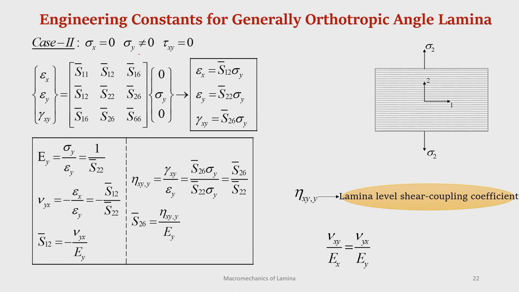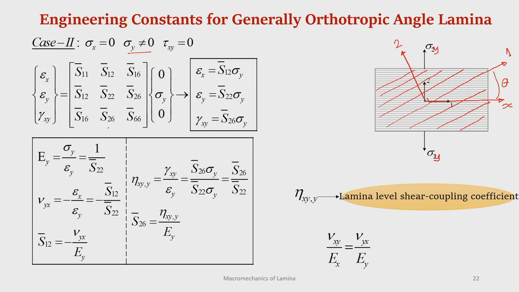Next, we apply only sigma y, that means we apply, sorry, this is not the correct figure actually, okay. This is x, this is y, this is 1 and this is 2, okay. And we apply only sigma y, this is theta, okay. We apply only sigma y, and sigma x and tau xy are 0.